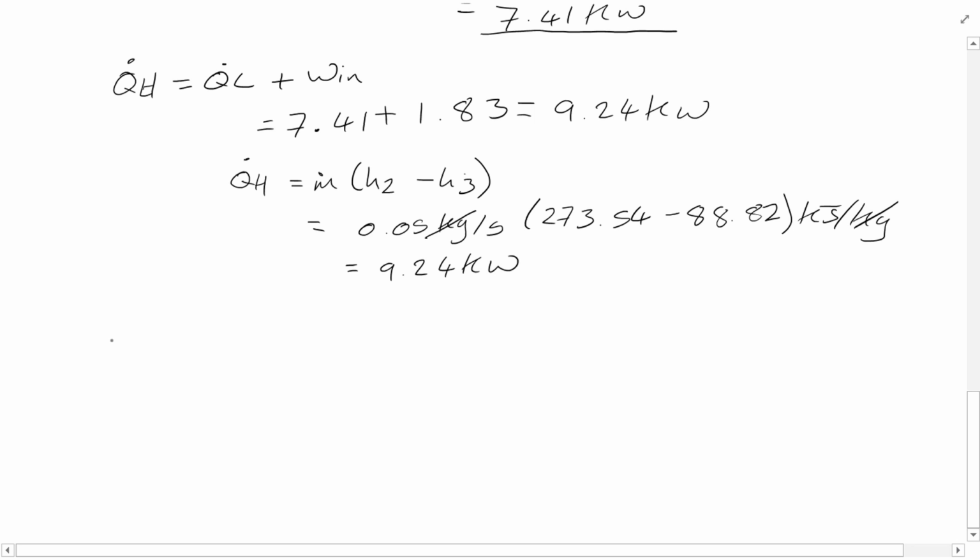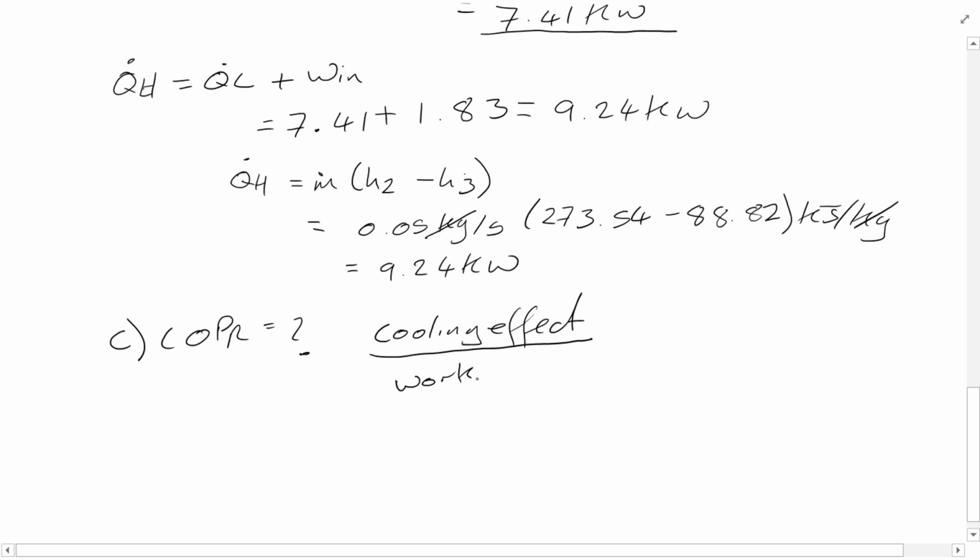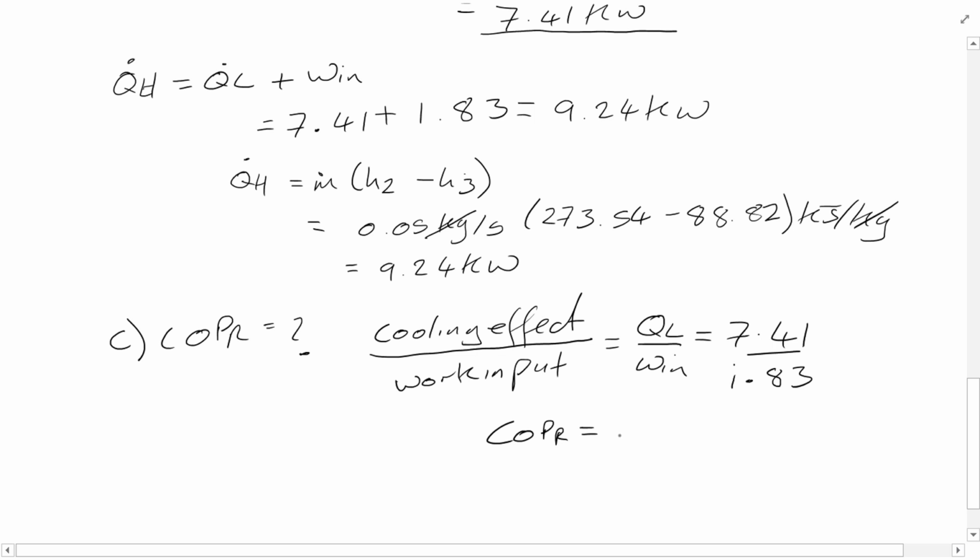Okay, finally, to find the coefficient of performance of the refrigerator, for part C, the equation is given on the data sheet, and you know that it's cooling effect divided by work input. So it's QL divided by Win, which is 7.41 divided by 1.83. So the COP, coefficient of performance, of this particular refrigerator is 4.05.